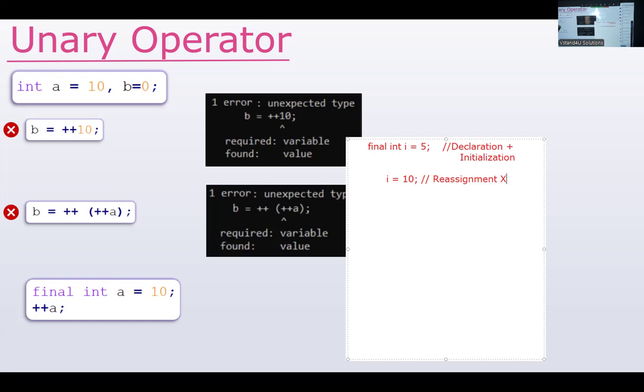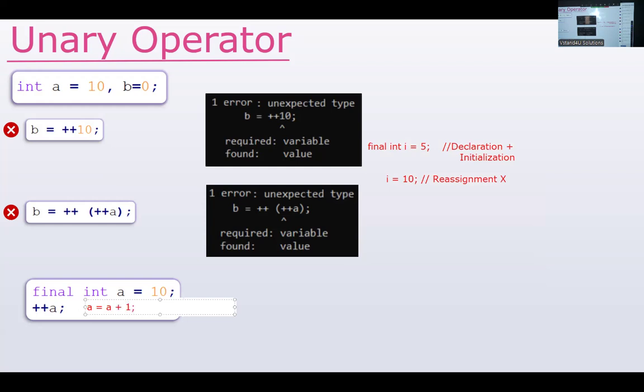Okay, now pay attention. When I say final int a equal to 10, is this line going to compile? Yes. Am I doing initialization during declaration? Yes. Move to the next line. What am I saying? Plus plus a. Will this work? Think, what does it mean? Pre-increment means this line will say a equal to a plus 1. Pre or post? Pre.